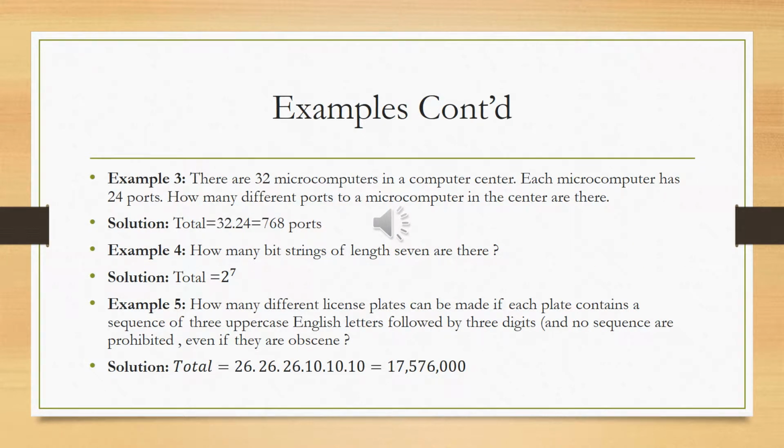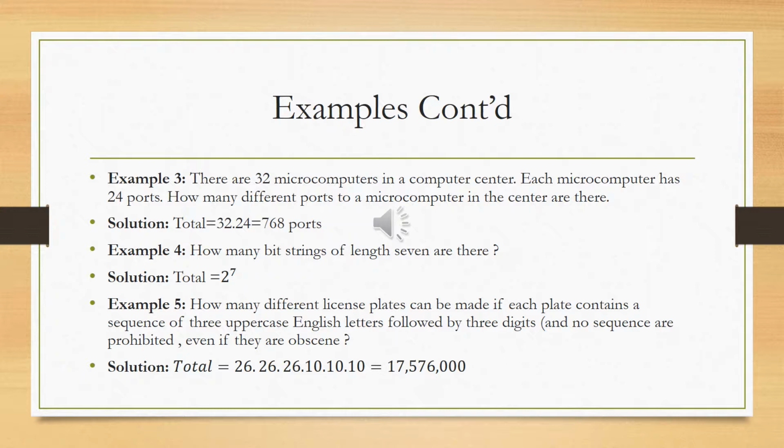Examples continued. Example 3. There are 32 microcomputers in a computer center. Each microcomputer has 24 ports. How many different ports to a computer in the center are there? So we have 32 computers, and each computer has 24 ports. So the total is equal to 32 times 24, which is equal to 768 ports.